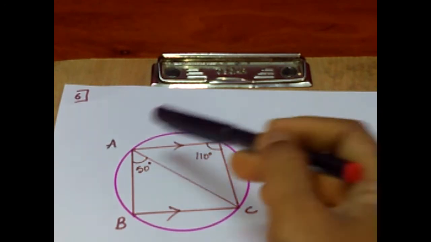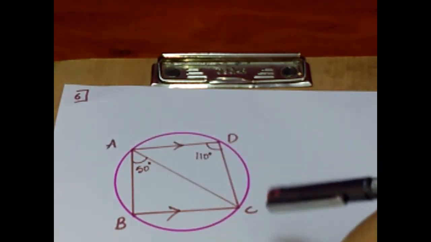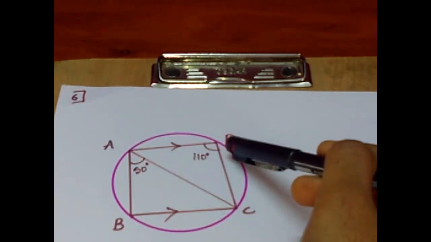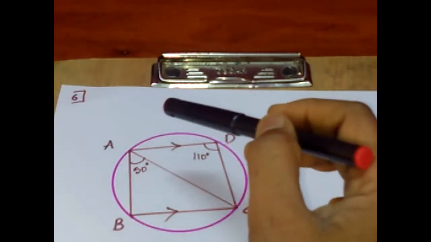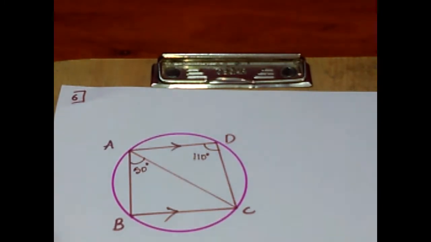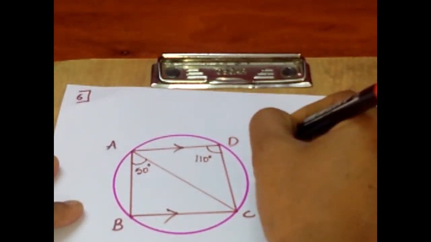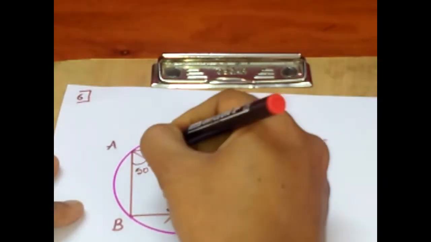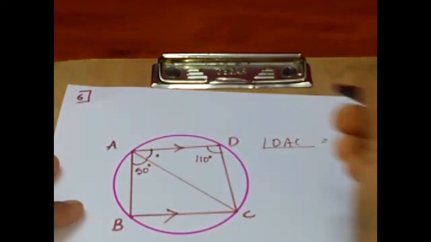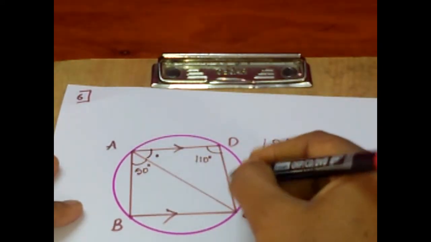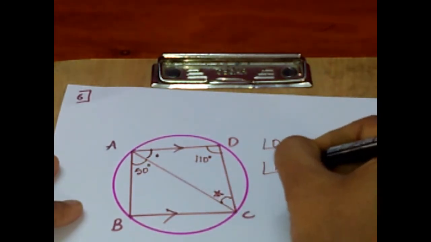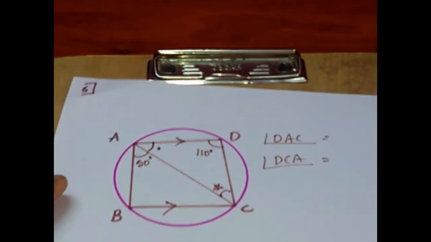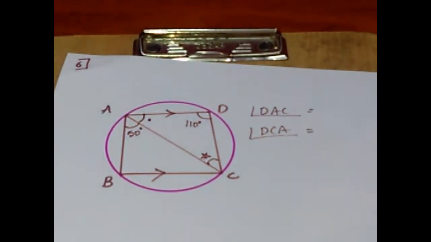Now, measure of angle ADC is given as 110 degree. Let us fill it. Next, angle BAC is equal to 50 degree. Now the target is to calculate the measure of angle DAC, this one, and the other one is angle DCA, this one. So we need to find the measure of angle DAC and angle DCA. Very simple, children. Let us do it step by step.